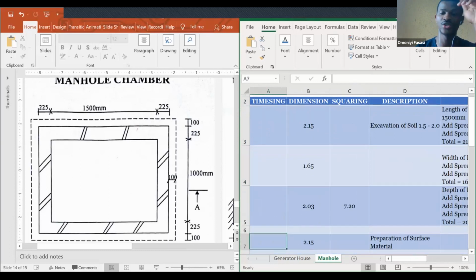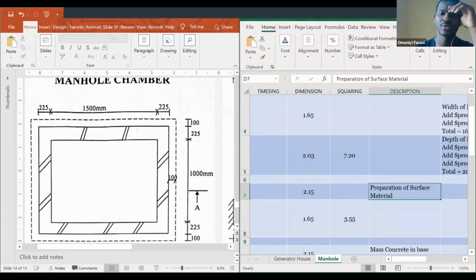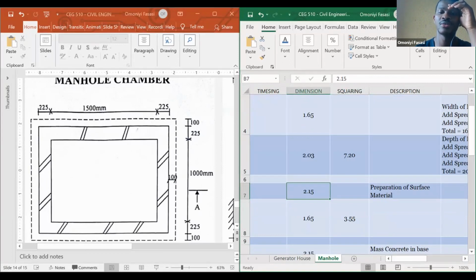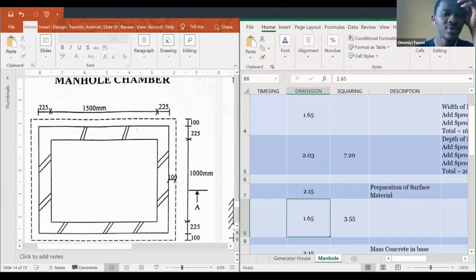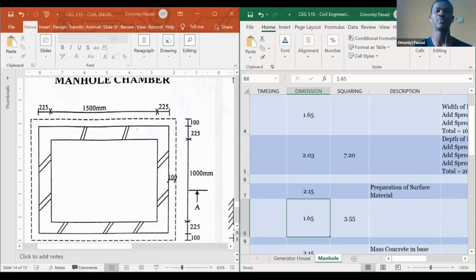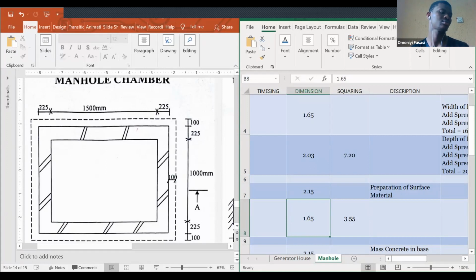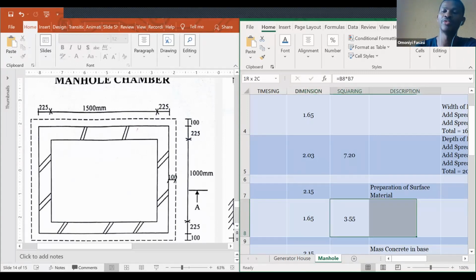The next thing after this is preparation of surface material. You do 2.15 times 1.65. Why is it 2.15 times 1.65? 2.15 is the length from end to end. If you use a calculator, 1500 plus 225 plus 225 is 1.95, plus 200 is 2.15. So it's basically telling you to prepare the surface. What's the surface we are working with? Our total length and our total breadth. So that's that. Then you move on to the next one.